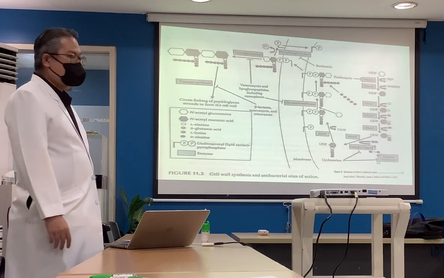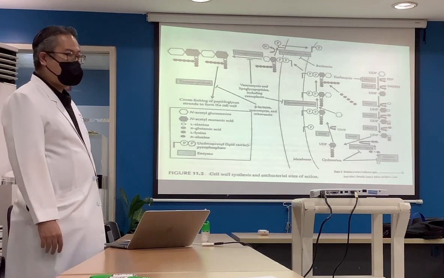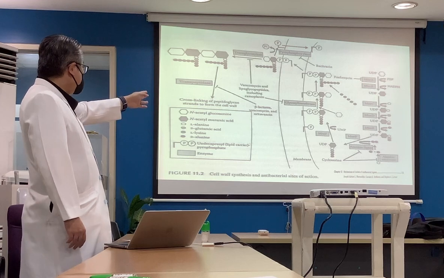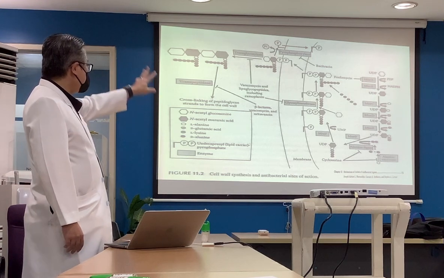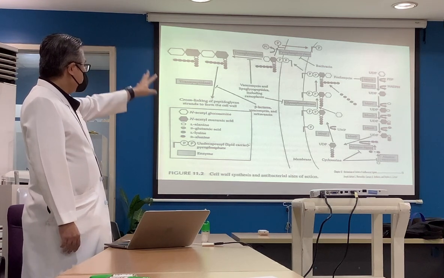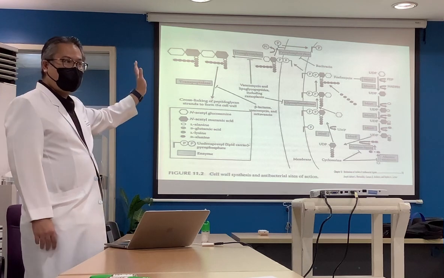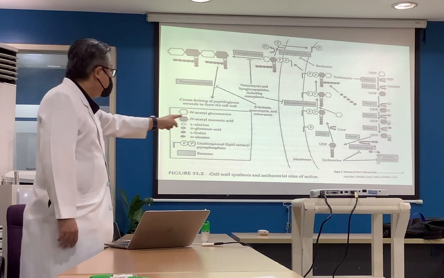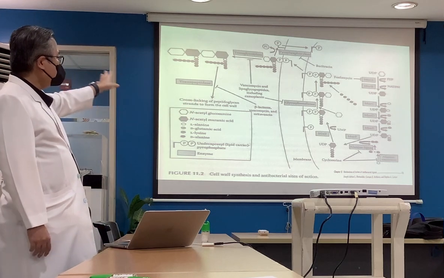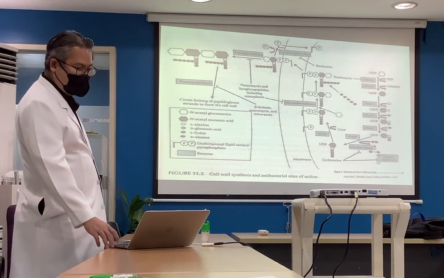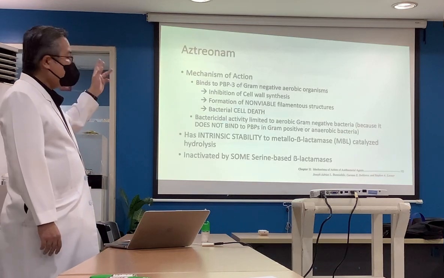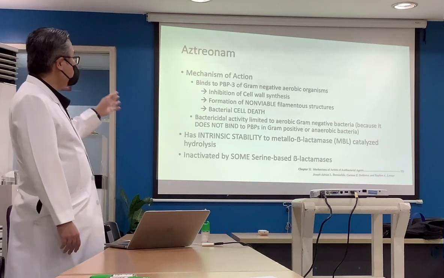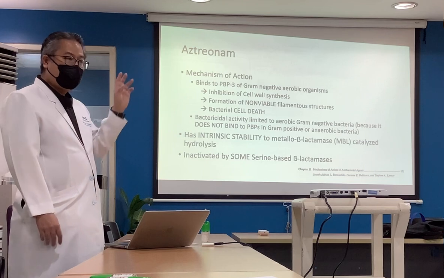Of course, we said we'll be talking about Aztreonam. Aztreonam actually works also in that area of the beta-lactams, in the final part. Look, fosfomycin is the very first, and then down the line, and then beta-lactams are here at the far end. So, Aztreonam's mechanism of action, as we said, is that it binds to PBP3.